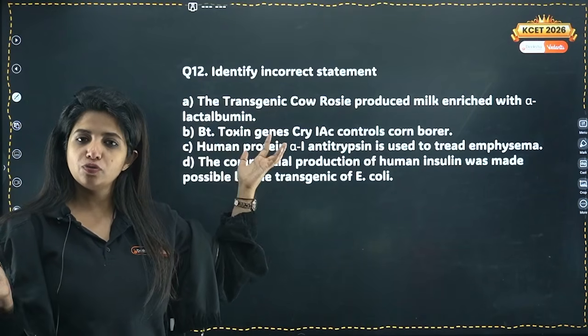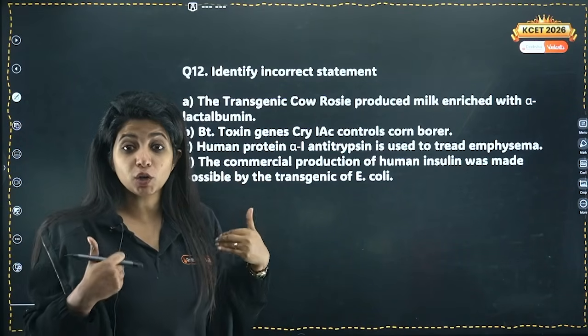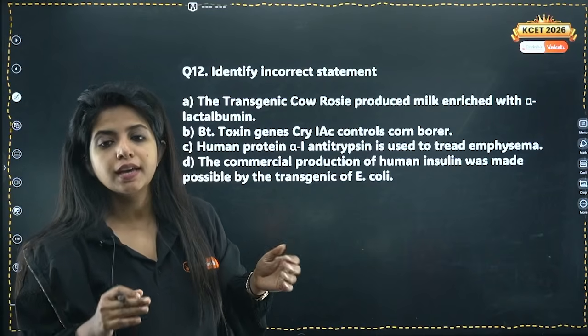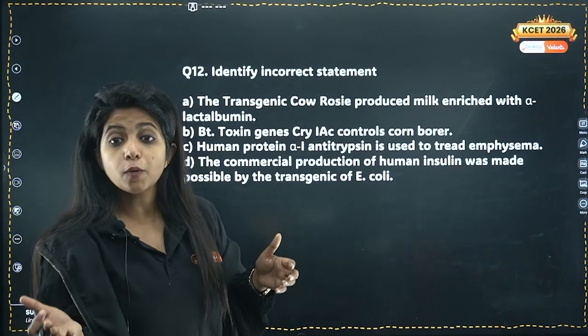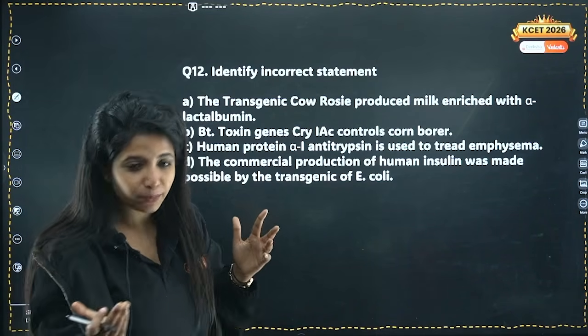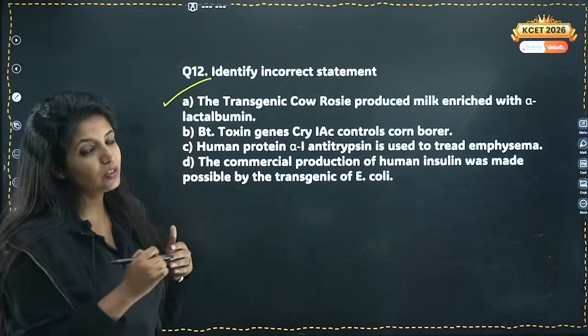Do you think it's true? What is alpha-lactalbumin? It is actually a human milk protein. It is very nutritious, it is very important, and now we are making a cow produce it. Do you think that's possible? Yes, we did. So this is a correct statement. This is not an incorrect statement.